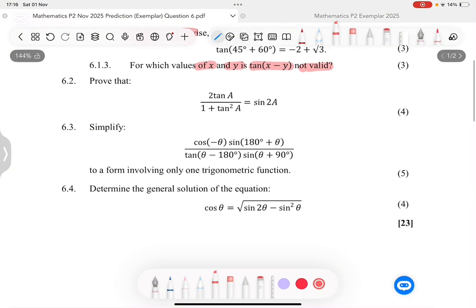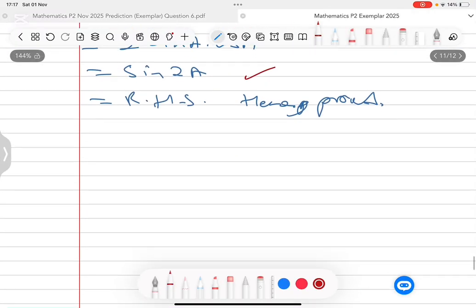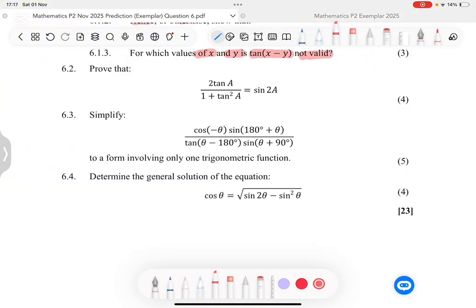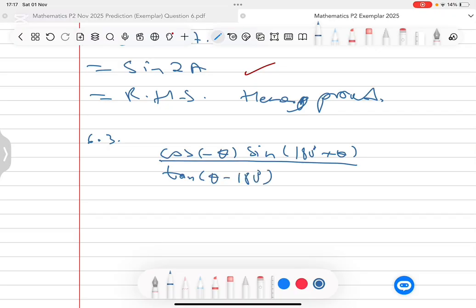Going to the next question, we are given an expression here: cos of negative theta, sine of 180 degrees plus theta, divided by the tan of theta minus 180, the sine of theta plus 90 degrees.